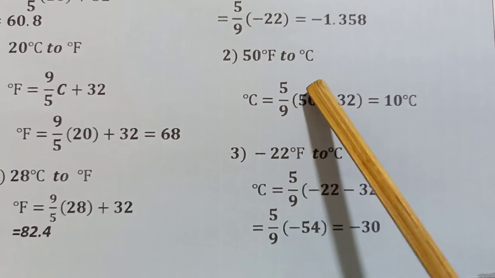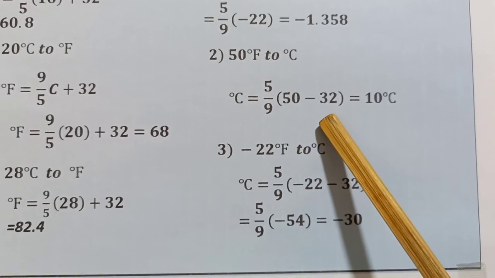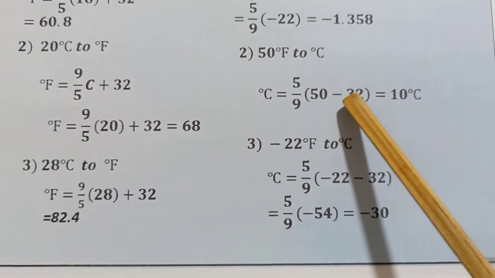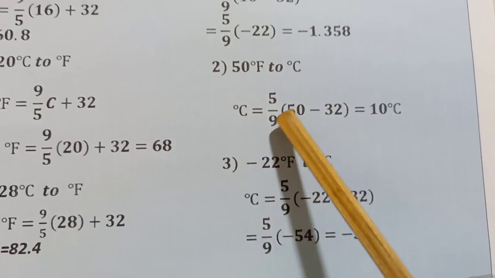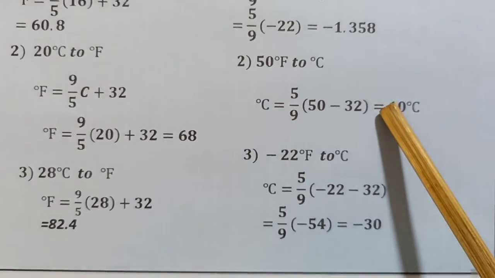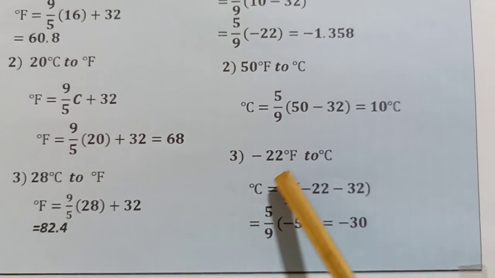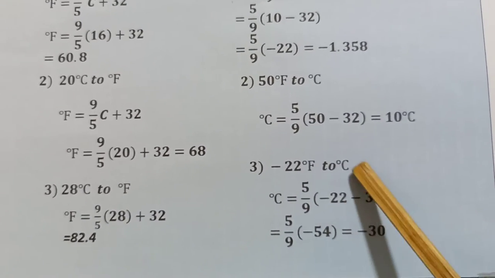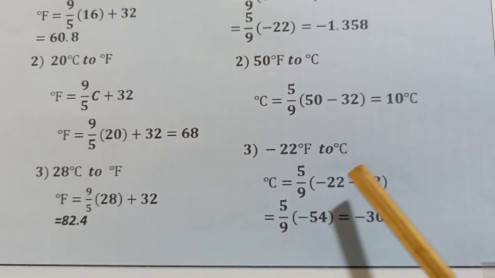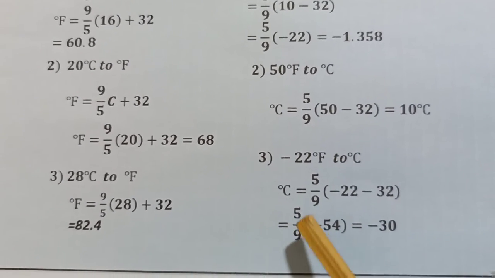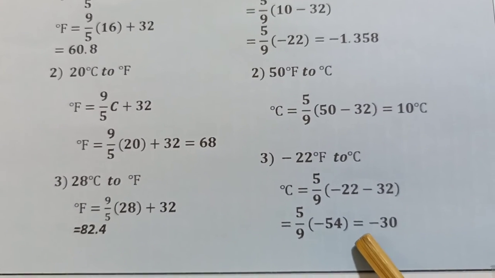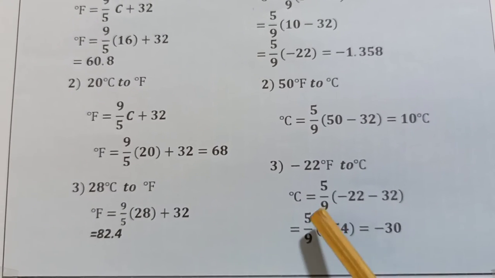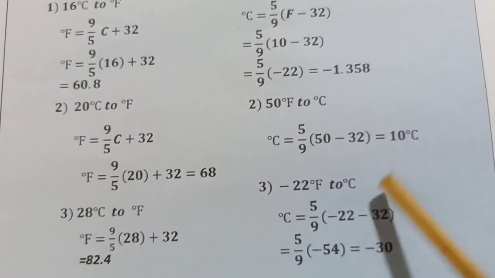For number 2, 50 degrees Fahrenheit to centigrade degrees. C is equal to 5 over 9 times the quantity 50 minus 32. 50 minus 32 is equal to 18, divided by 9 is 2, times 5 is 10 degrees centigrade. For the last problem, we have negative 22.5 degrees Fahrenheit to centigrade. So C is equal to 5 over 9 times the quantity negative 22 minus 32, that is negative 54. We multiply that by 5 over 9: negative 54 over 9 is negative 6, times 5 is equal to negative 30 degrees centigrade.